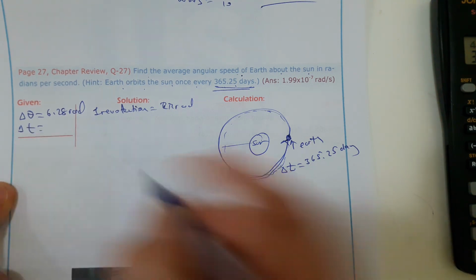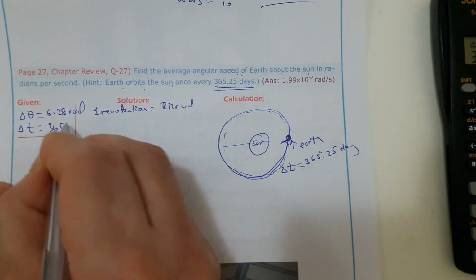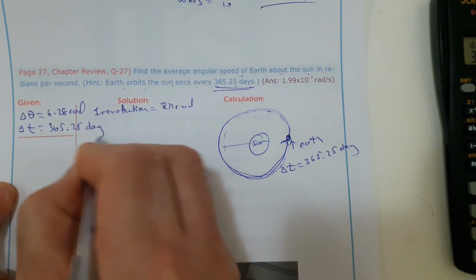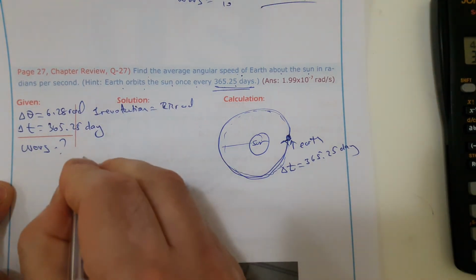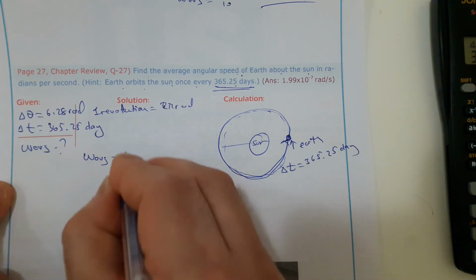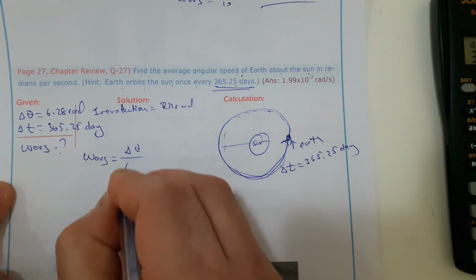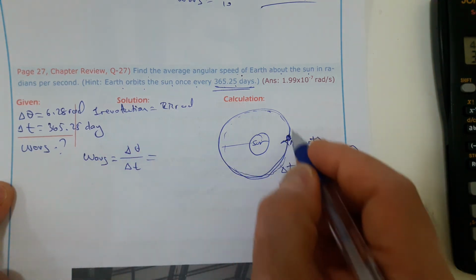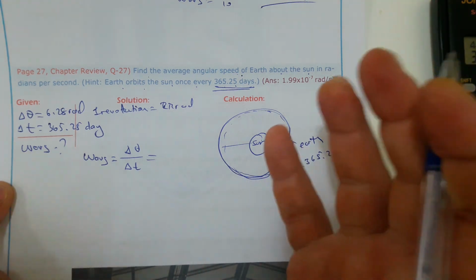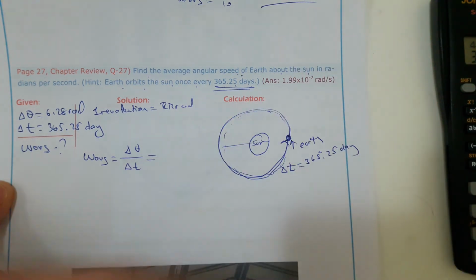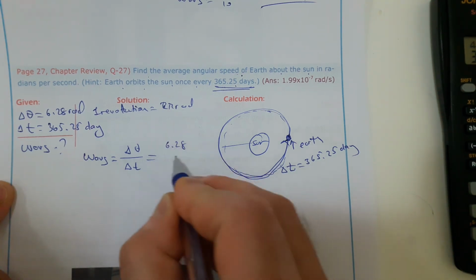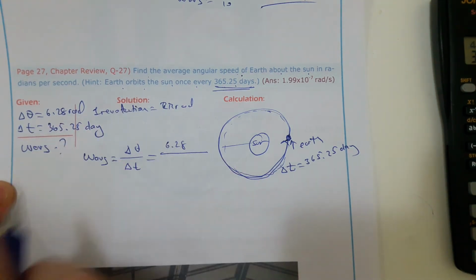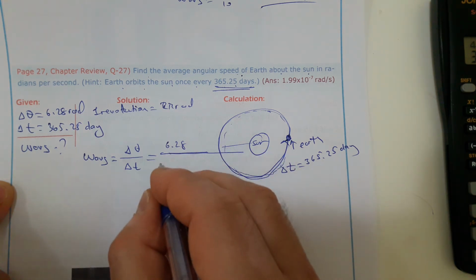Delta t is this, 365.25 days. Calculate the average angular speed. Use the equation for average angular speed, which is equal to delta theta over delta t. Delta theta for every object which makes one revolution, Earth, Sun, Moon, whatever, is 6.28 radian divided by time. But this time is in days. It must be converted to seconds.